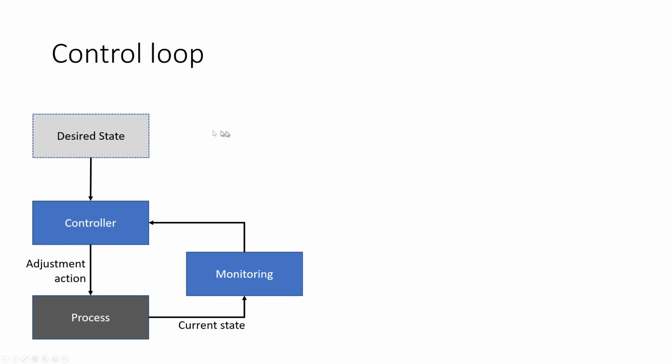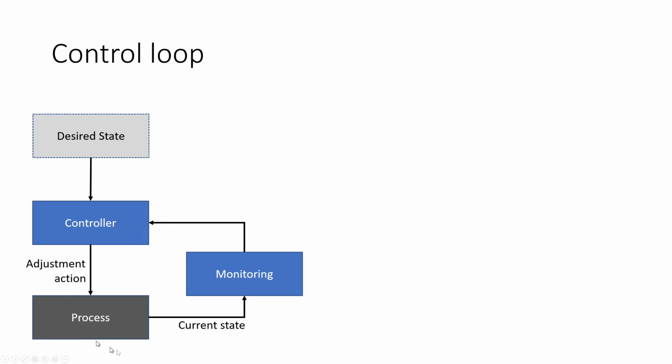In the control loop, we have a desired state that we give a controller, and the controller will take adjustment actions on a process so that the process reaches the desired state. So we have this monitoring module that reads the current state of the process and sends it to the controller, and then the controller takes some adjustment action, the process adjusts, and then we measure the current state compared to the desired state. And while the process doesn't reach the desired state, the controller will keep taking adjustment actions so that the process goes towards the desired state.